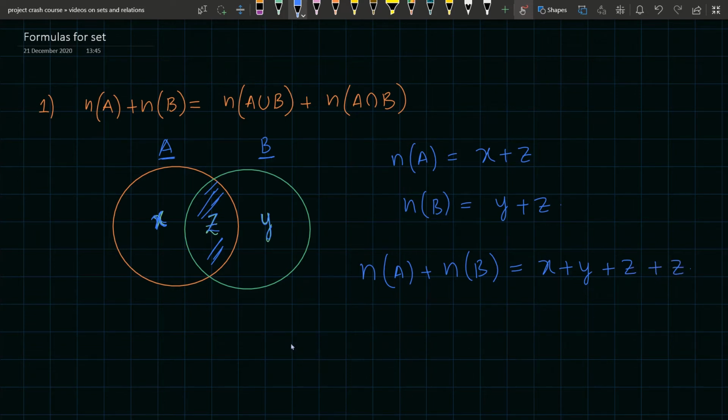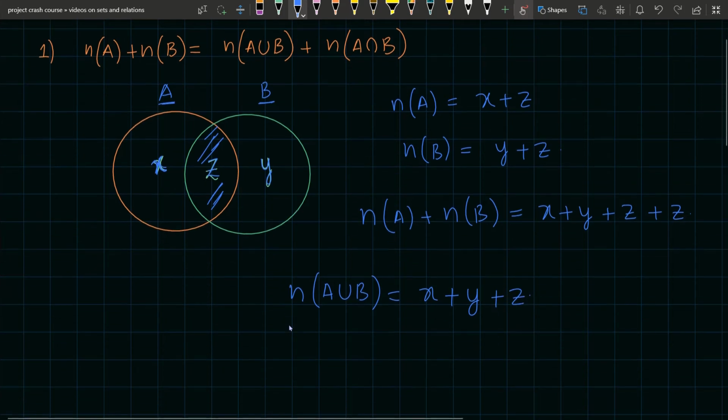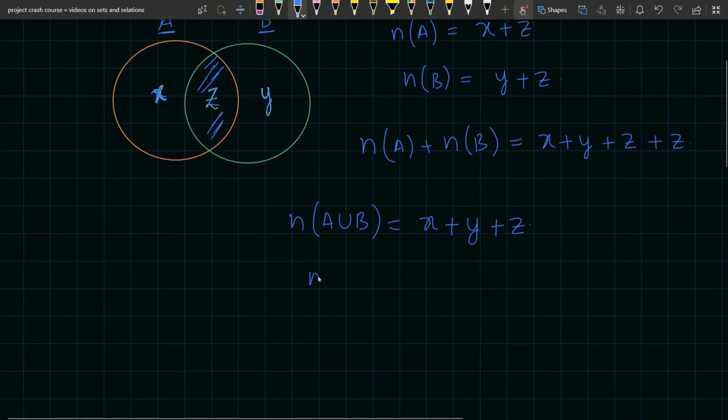Very good. What is union? We learned about union. When I ask A union B, it means all the elements of A and B taken once, right? So that is X and Y and Z. You have to take it only once, right? That is A union B. What is N of A intersection B? All the elements common for A and B. That is only Z, right?